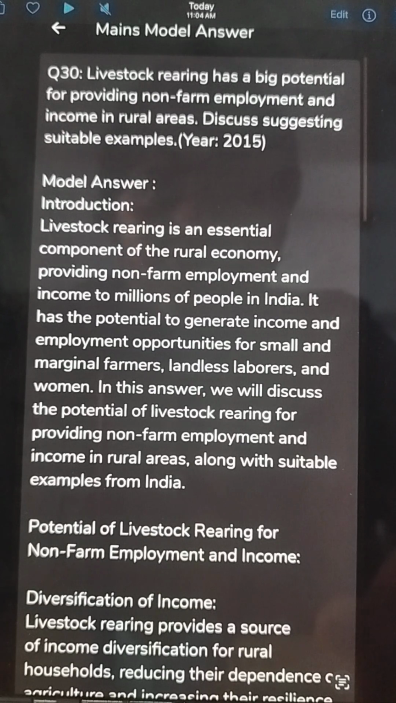The next question is: livestock rearing has a big potential for providing non-farm employment and income in rural areas. Discuss, suggesting suitable examples.